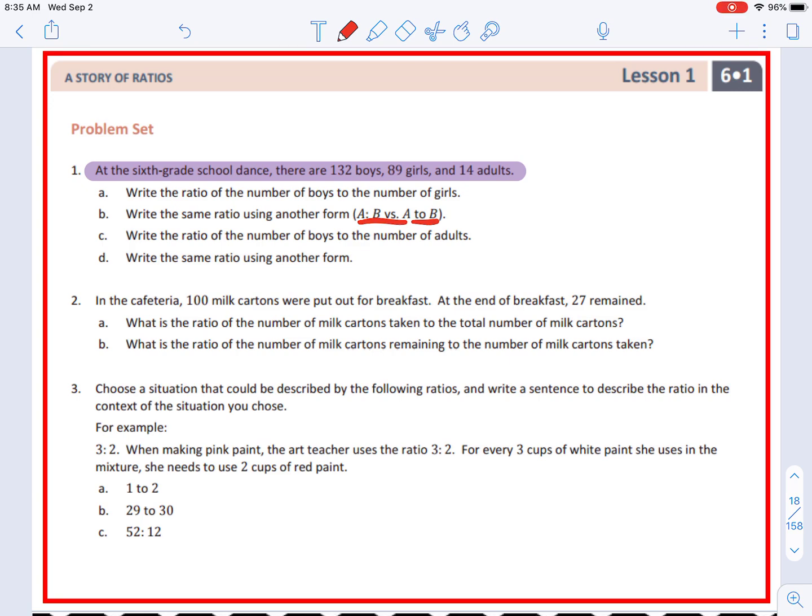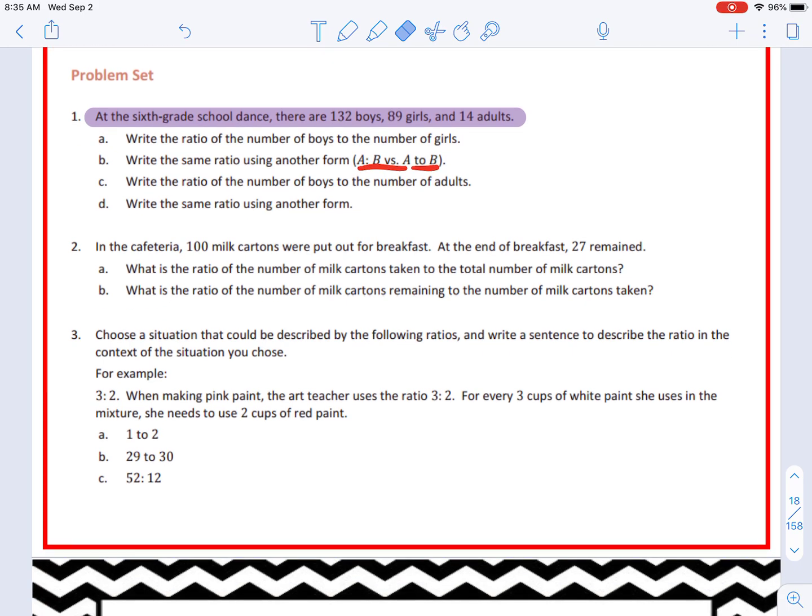Okay. In the cafeteria, 100 milk cartons were put out for breakfast. At the end of breakfast, 27 remained. So answer letters A and B. Okay, these are not multiple choice questions. And letter 3 gives you an example here. All you're doing is writing a description, your own description for those 3 ratios.